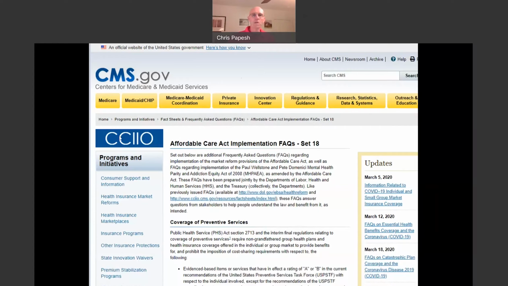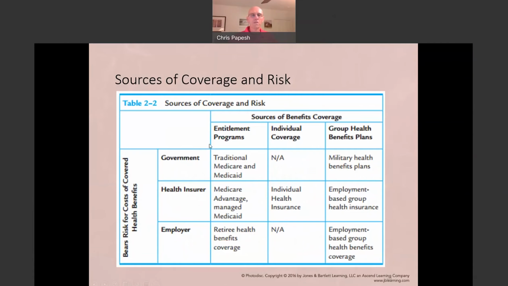They have all the rules here. If you want to look at frequently asked questions, you can go out to that site or Google CMS and look up the Affordable Care Act FAQs. And there's different kinds of risk and coverage.